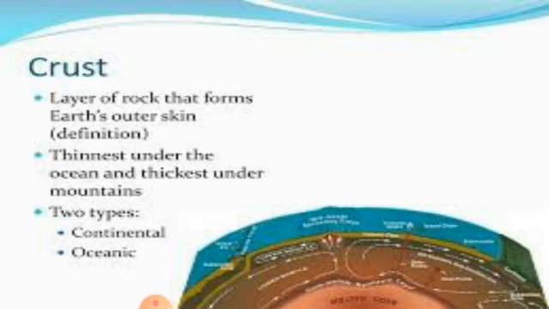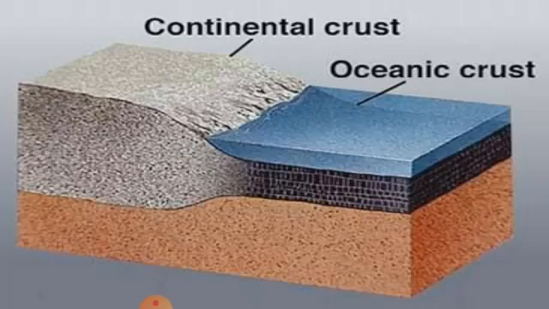The crust is of two types, continental and oceanic crust. I have shown the two types of crust. Continental crust, which consists of landforms. Oceanic crust, which consists of water bodies.